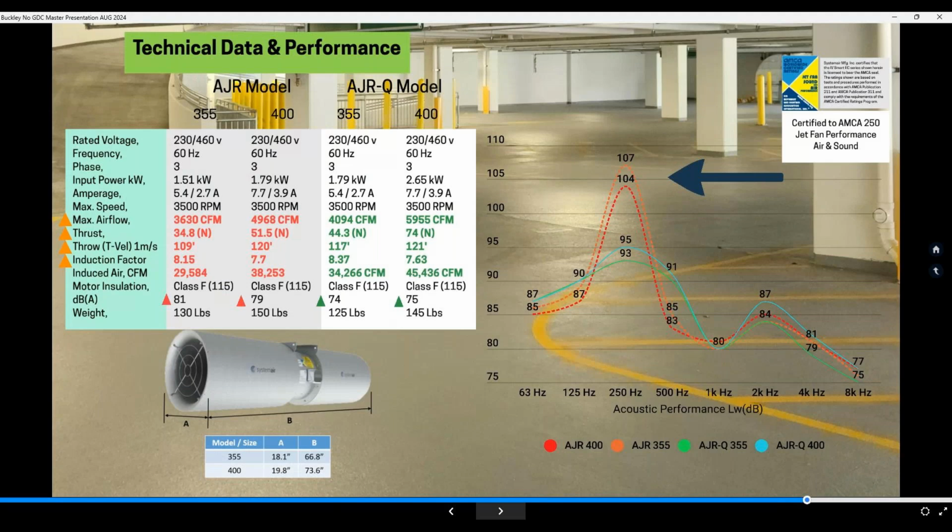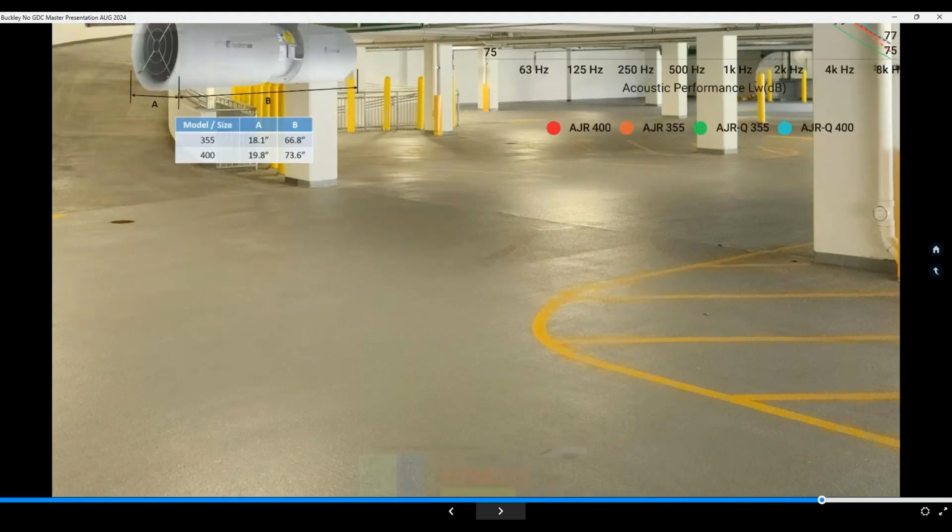But at SystemAir, we were able to redesign two particular models that we offered, while improving the overall airflow and the induced volume of air, going from 3,600 and 4,900 CFM to 4,100 and almost 6,000 CFM. We were able to do that while reducing the overall sound levels of 81 and 79 dBA down to 74 and 75 dBA, all while being AMCA 250 certified.